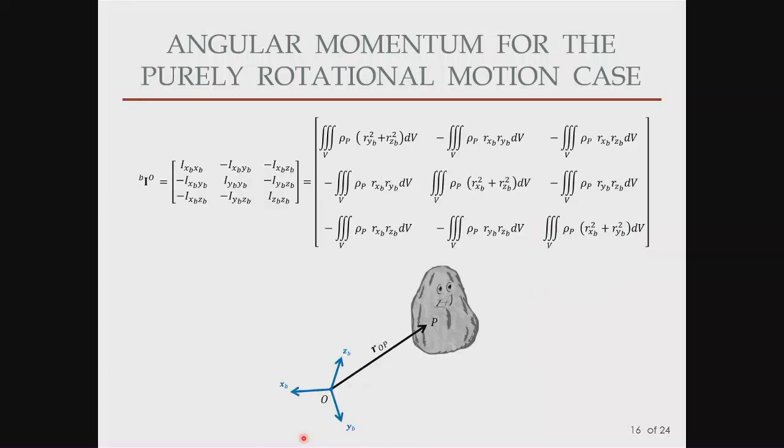So this is just the summary. This would be the inertia tensor. This I, with the O at the top right, is the inertia tensor of the rigid body about point O, which is the center of rotation according to our assumption.